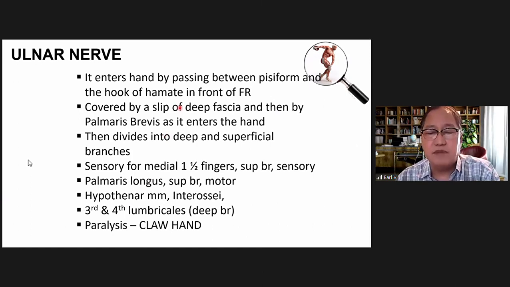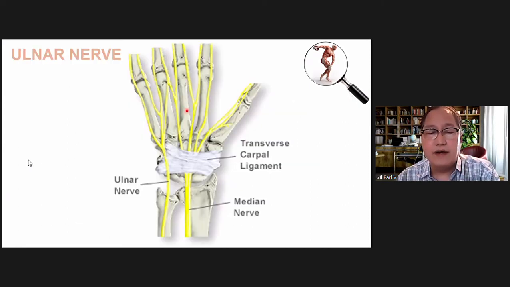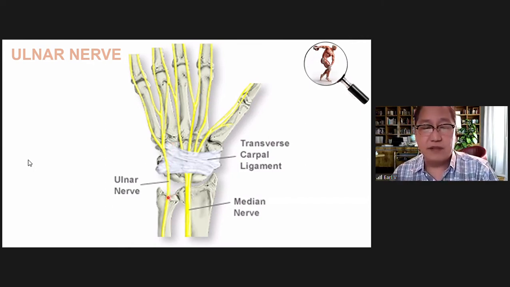The ulnar nerve is very important in the hand. Okay, I'll give you this drawing. So the ulnar nerve enters the hand by passing between the pisiform and the hook of the hamate. It passes here, deep, but still outside the flexor retinaculum, and it is actually covered by the palmaris brevis. I don't have a drawing of the palmaris brevis. Once it passes the pisiform, it divides into deep and superficial branches. The deep branch supplies the lumbricalis and the interossei. The superficial branch is the sensory part.